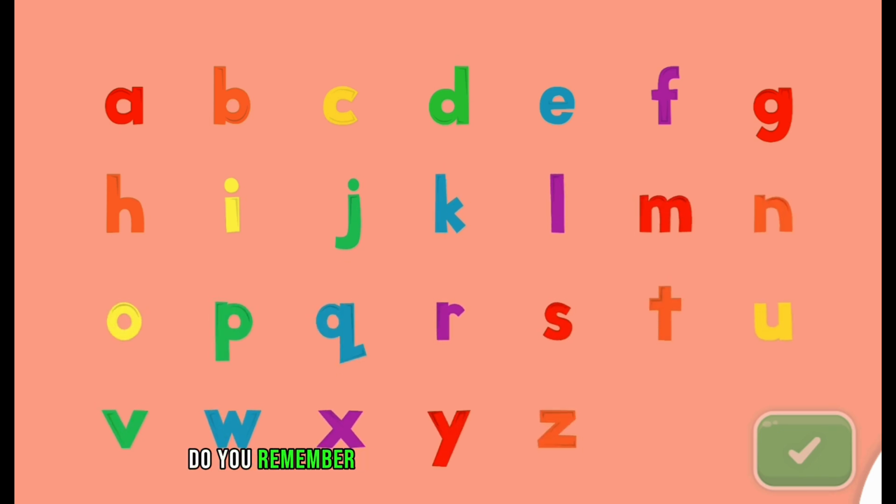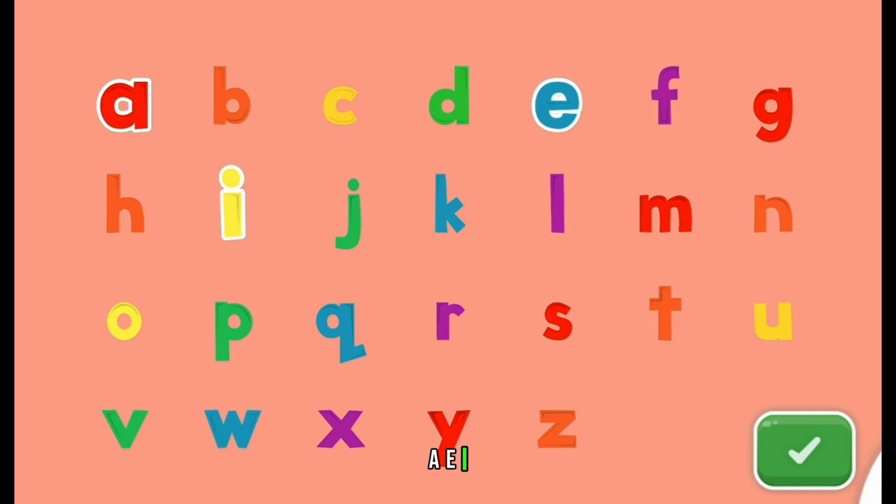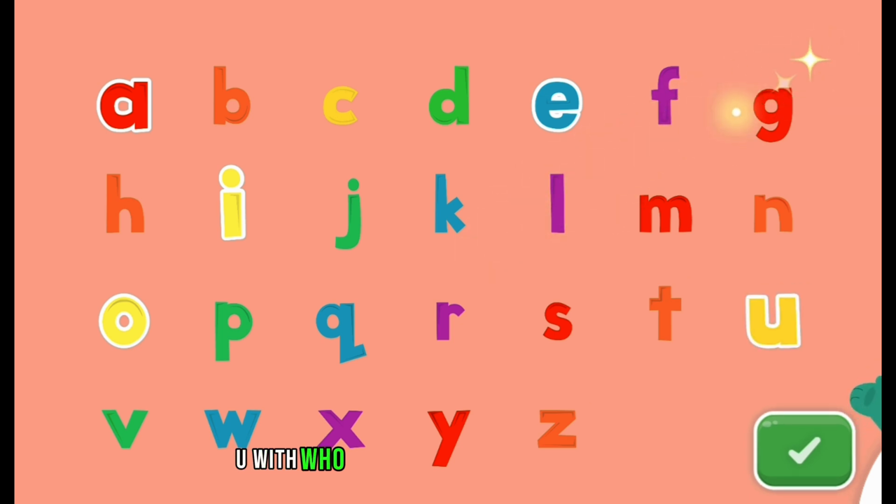Do you remember which letters are vowels? Tap them. A, E, I, O, U. Woohoo! Now let's scramble the letters.